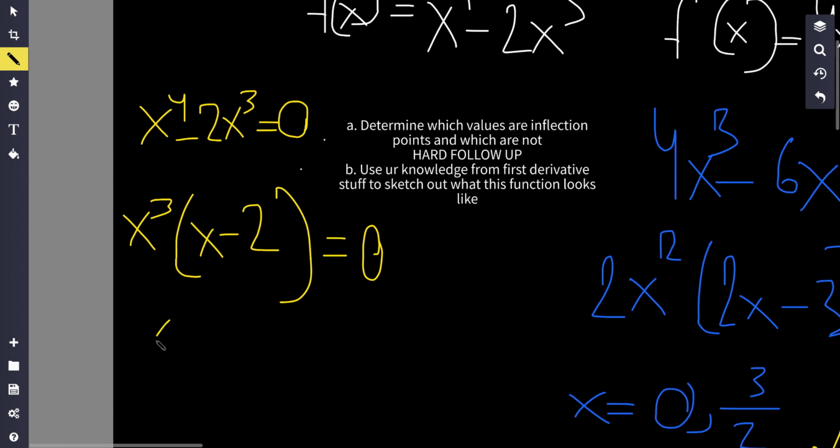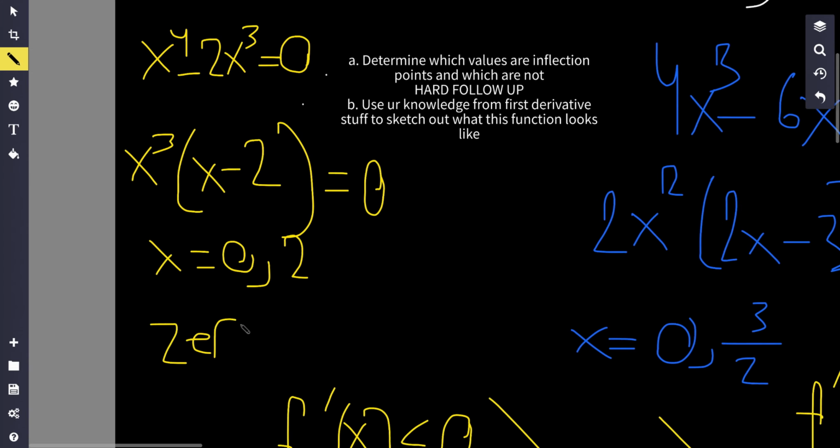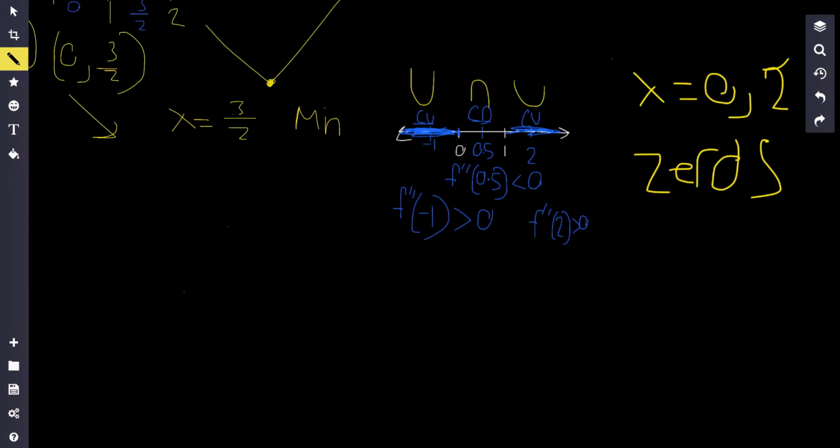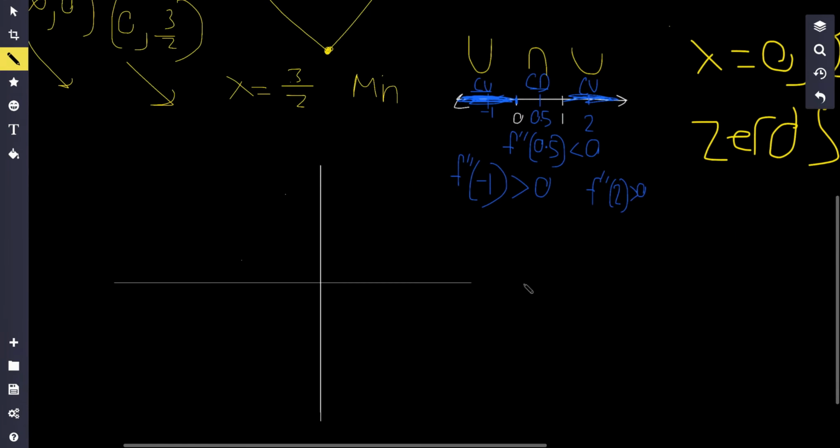And notice how when my x value is equal to 0 and when my x value is equal to 2, those are my zeros for my function. I have all the ingredients for my recipe. Let's get started. We're going to graph this, right?